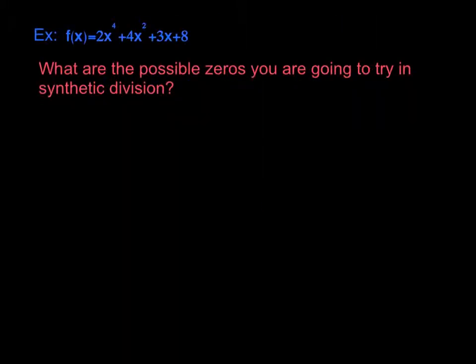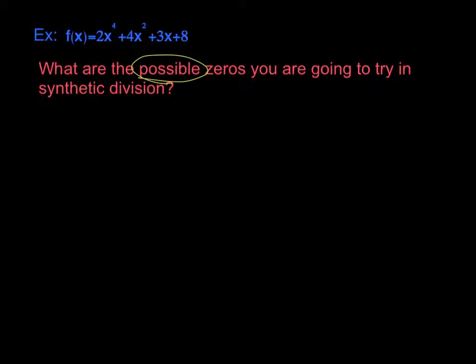Example: f of x equals 2x to the fourth plus 4x squared plus 3x plus 8. So I want to know what are the possible zeros. Now when I say possible zeros, I don't mean what are the actual answers. I mean what list am I possibly going to try. So that's the key word, possible.